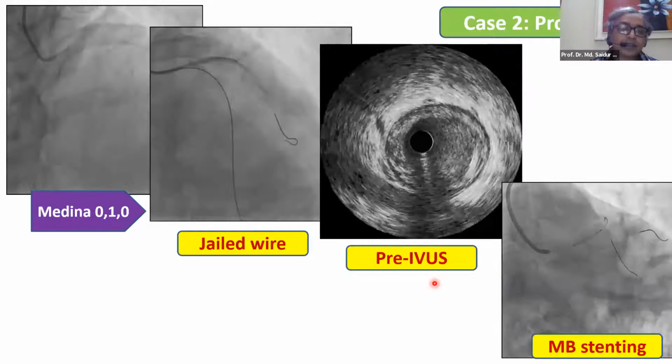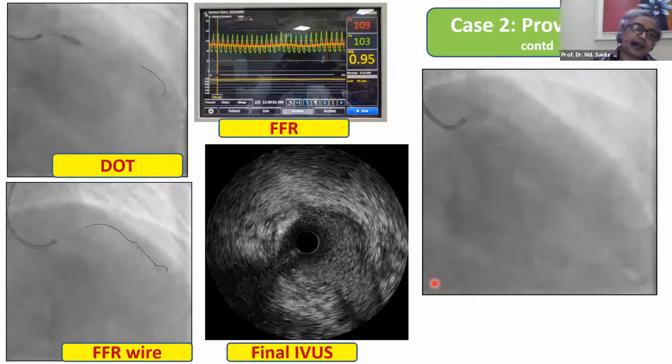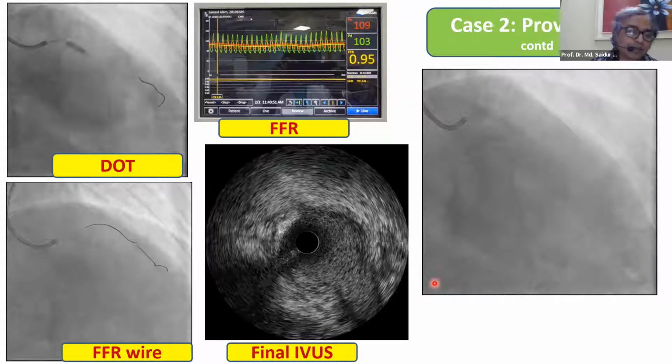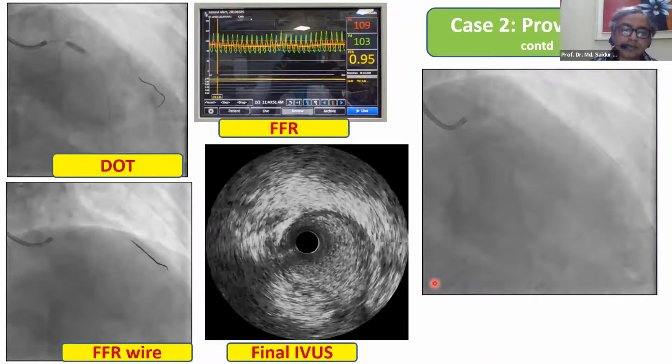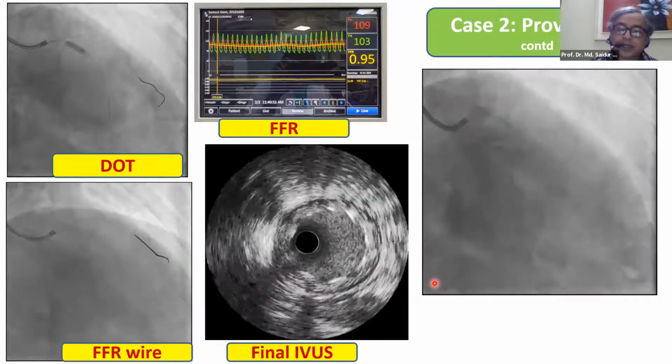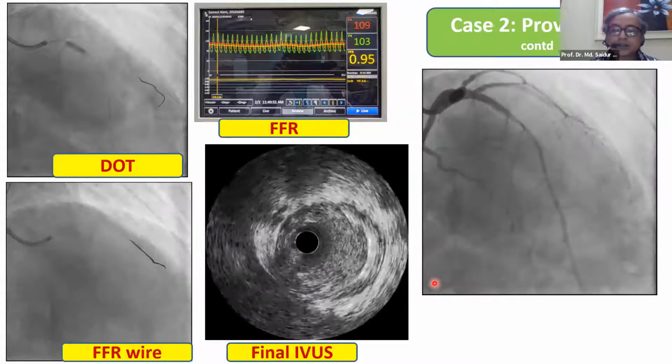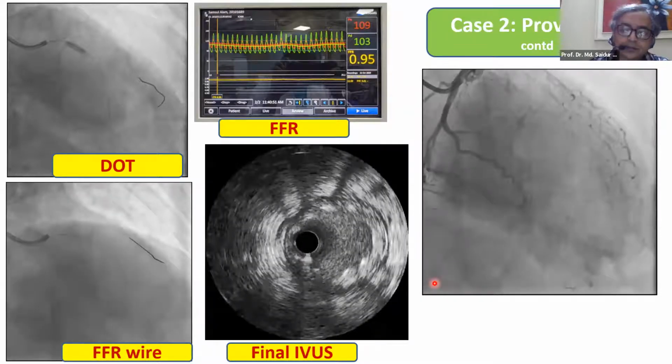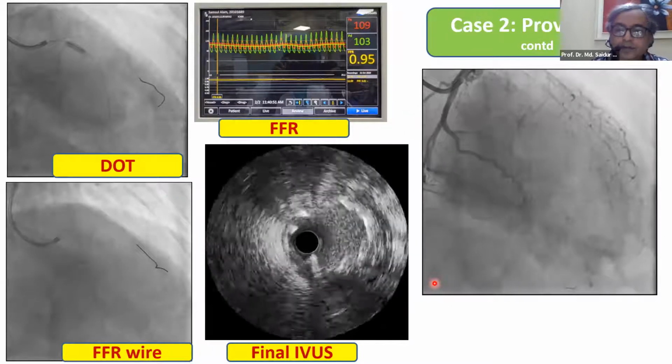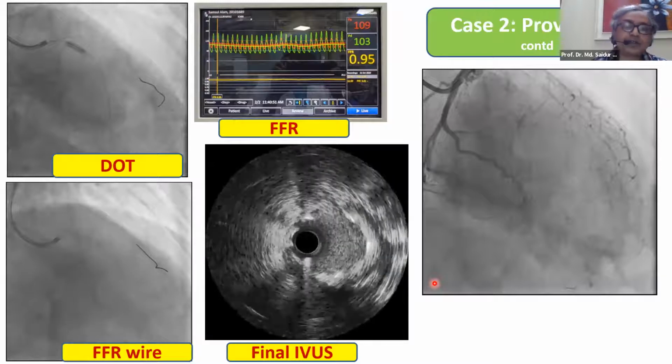And after that, the POT, which I'm calling the distal optimization, means the stent should be optimized in the main branch as much as you can. Then I saw some carina shift in the side branch, so I did the FFR. FFR is negative. And then the final IVUS also showed that the SB is well shaped and no problems there. The final angiogram is there.